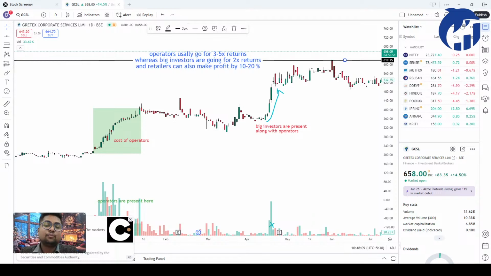What is the key takeaway here? It is to understand where you stand in the market cycle. The main funds aim for massive returns like 3 to 5x. Big investors aim to double their portfolio, and retailers capitalize on short term emotions for smaller gains. Recognizing these dynamics helps you align your strategy with realistic targets. So this is what we wanted you to understand.